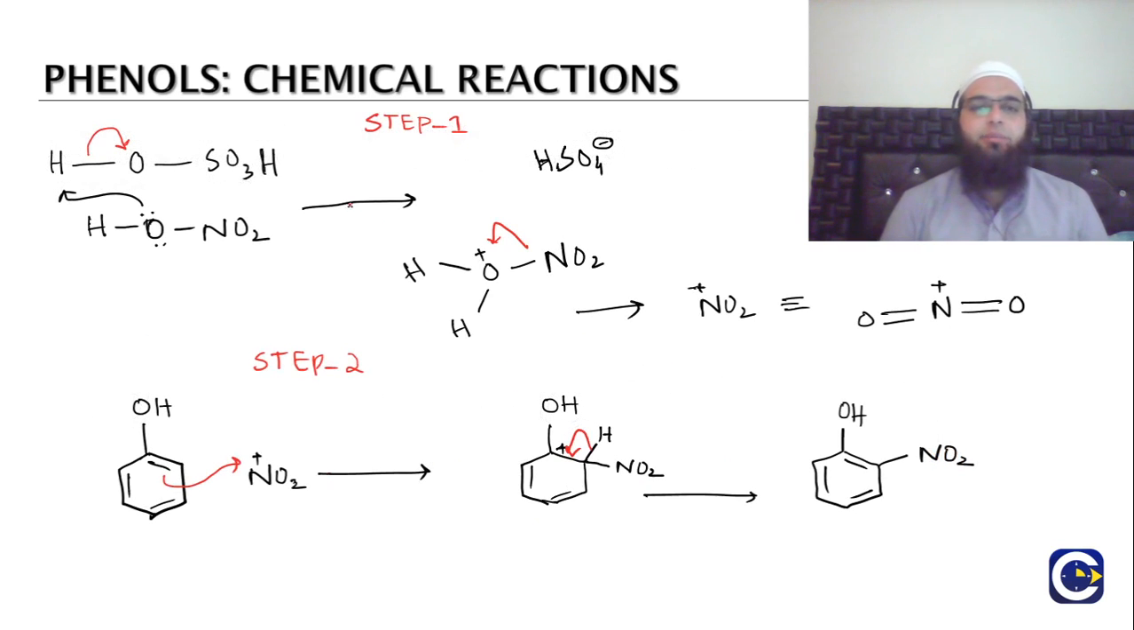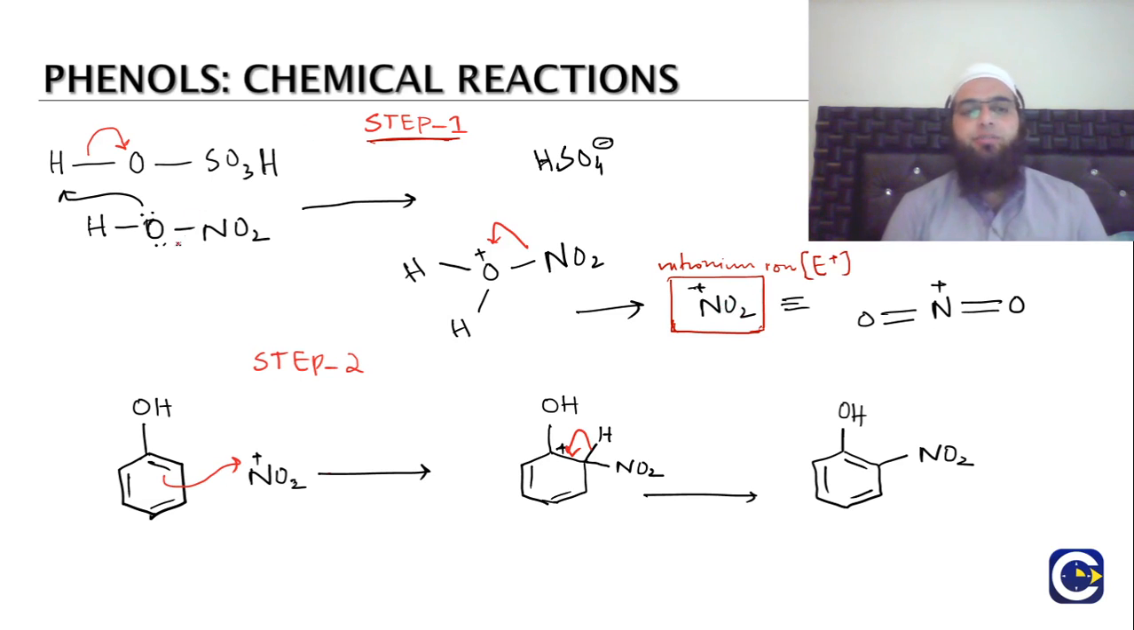And if we look at the mechanism, then the mechanism is very simple. In the first step of the reaction, there is the generation of the electrophile. The electrophile in this case is the nitronium ion. This nitronium ion is the electrophile that we were representing with E positive.